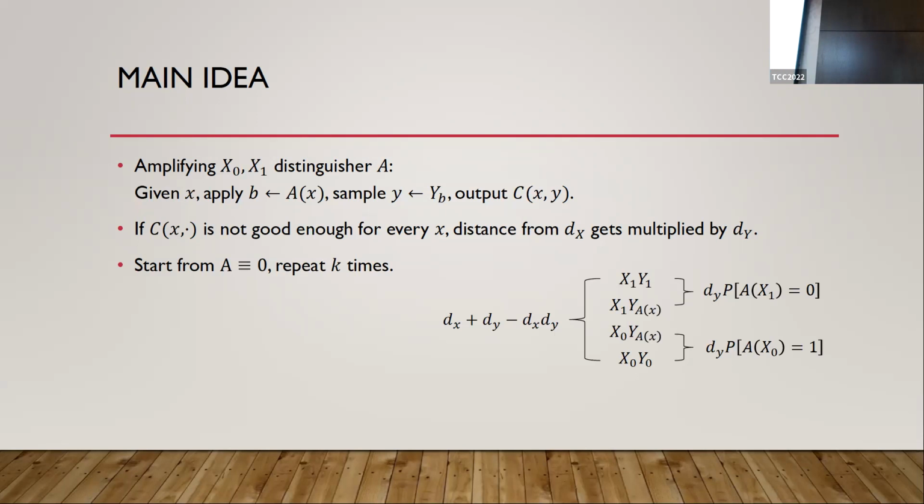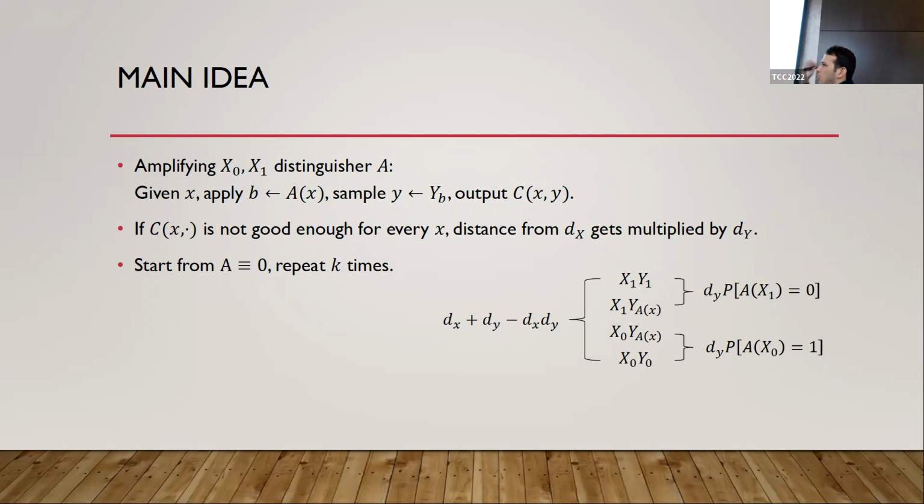The advantage is less than dx. So if you take this distinguisher and you get an x, you build a new distinguisher, you get an x, you apply A, you get the guess B of A. Now you take this B and you use it to sample from YB and feed it into C together with X. So what you can show is that after this step, the difference between dx and the current advantage of A will be multiplied by dy.